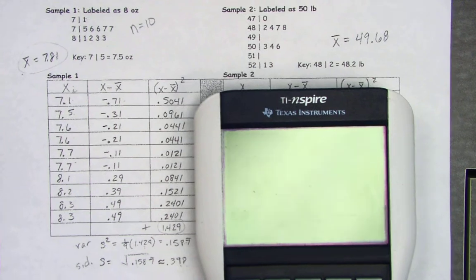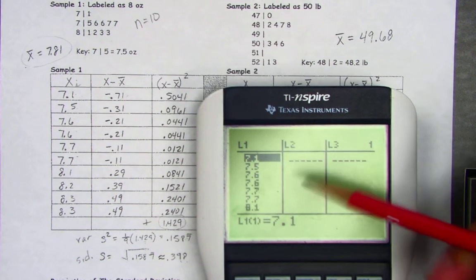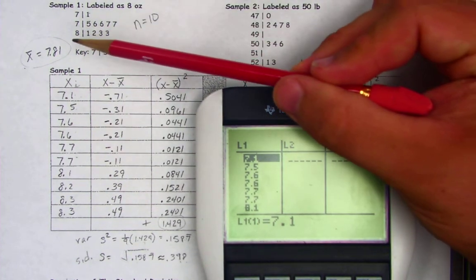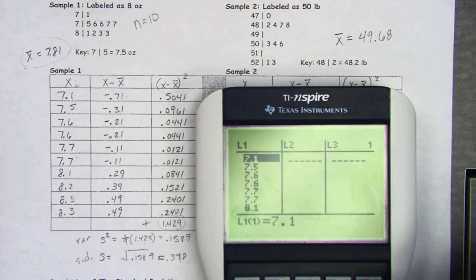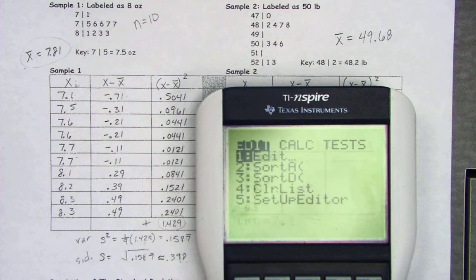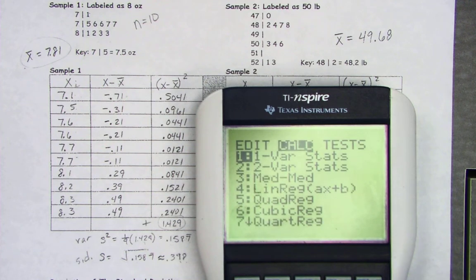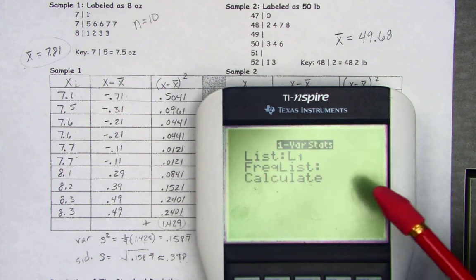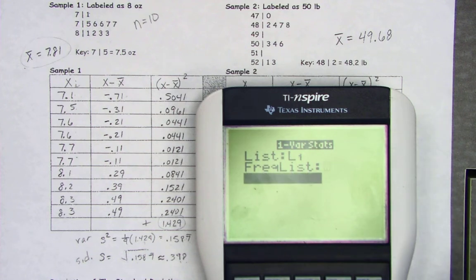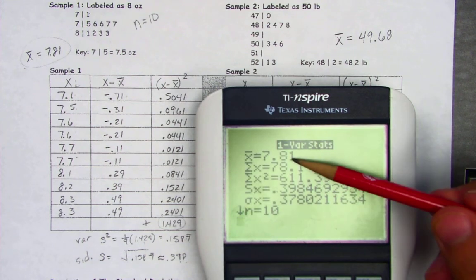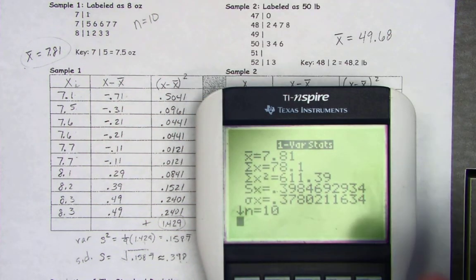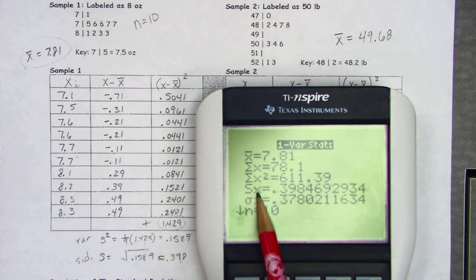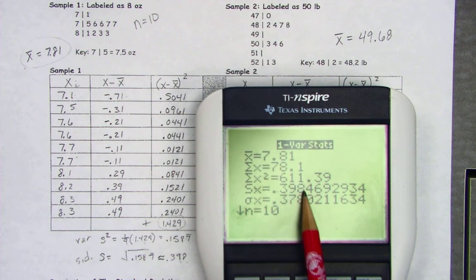So you take your calculator and you enter your 10 weights of the dog food into your list 1. Then you hit stat, move over to calculate, and we're going to do the one variable stats of our list 1. Hit calculate. There's our 7.81. That's our mean. That checks out. What else can we check? Well, our standard deviation is Sx, 0.398. And here we have 0.398.